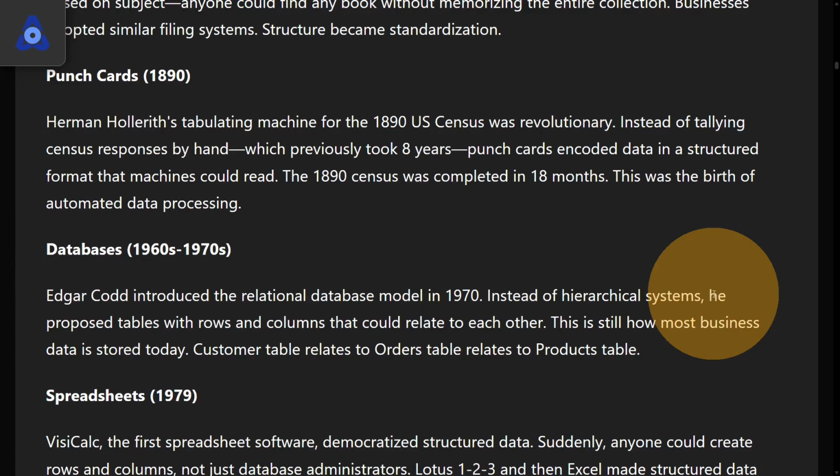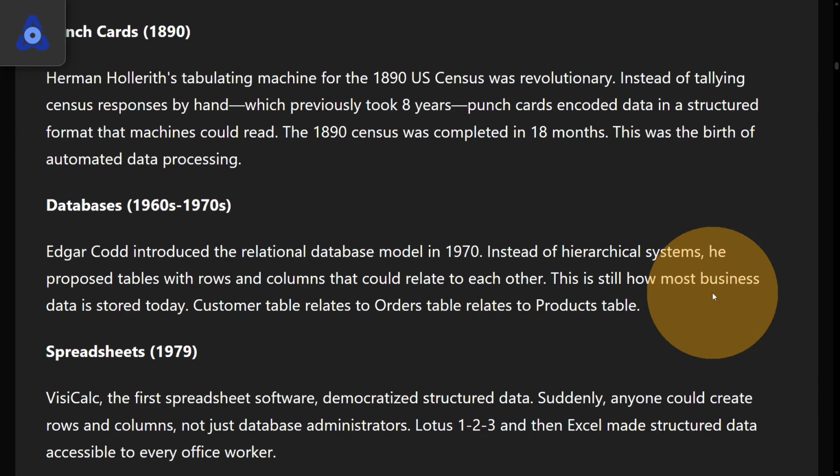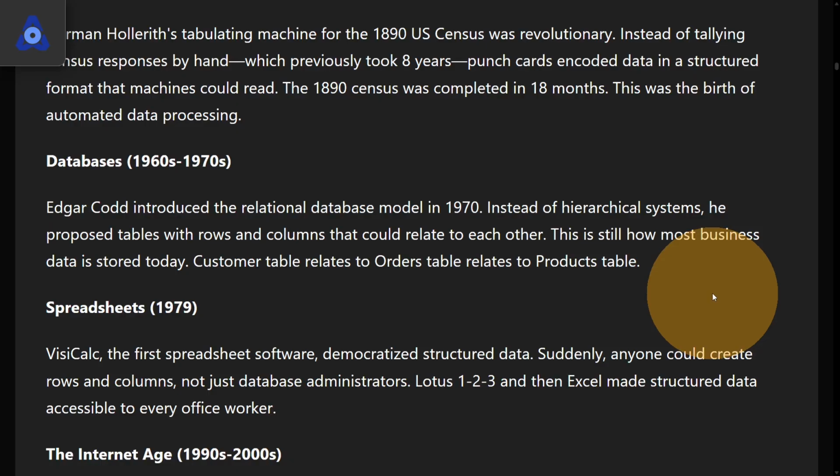Databases, 1960s to 1970s. Edgar Codd introduced the relational database model in 1970. Instead of hierarchical systems, he proposed tables with rows and columns that could relate to each other. This is still how most business data is stored today. Customer table relates to orders table, relates to products table.